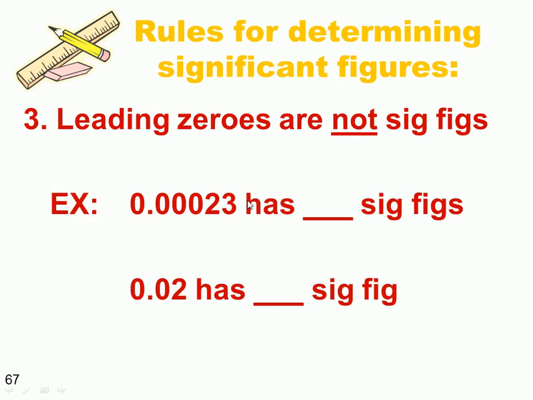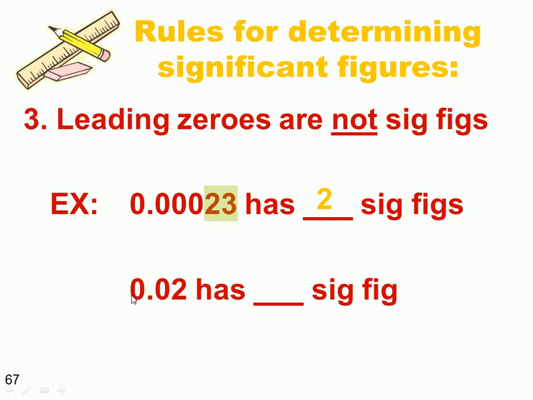This next rule, the next few rules start to get tricky, and all the tricky rules have to do with zeros. Leading zeros are not sig figs. So whenever I am a leader of a line, I'm in the front of the line, so these are my leading zeros. And in this particular number, these zeros are not significant to the measurement, but these 2 non-zeros are, so this value has 2 sig figs.